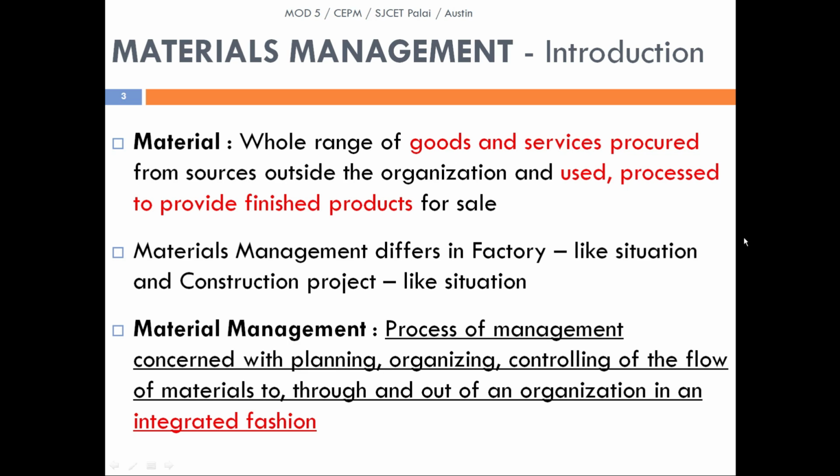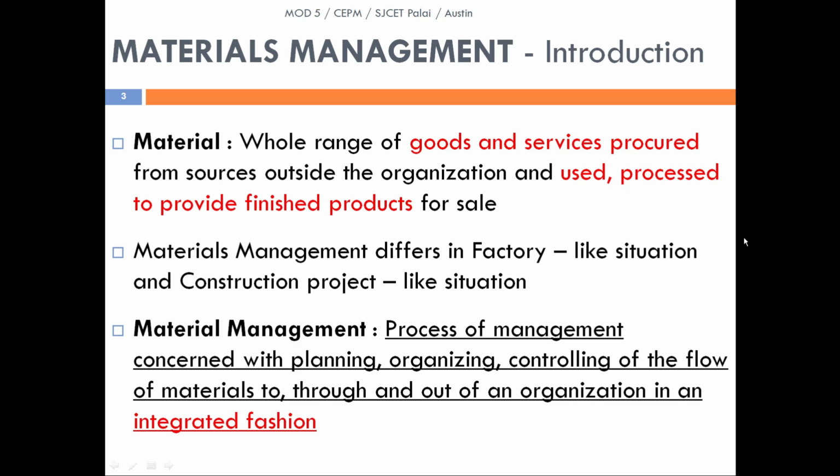And dealing with the introduction of material management, we know what is meant by a material. A material is a whole range of goods and services procured from sources outside the organization and processed to provide finished products for sale. As the definition says, it can be either a good or a service which is procured from outside as raw material, then it undergoes some kind of processing inside the organization or inside the processing unit, and finally it becomes a finished product.